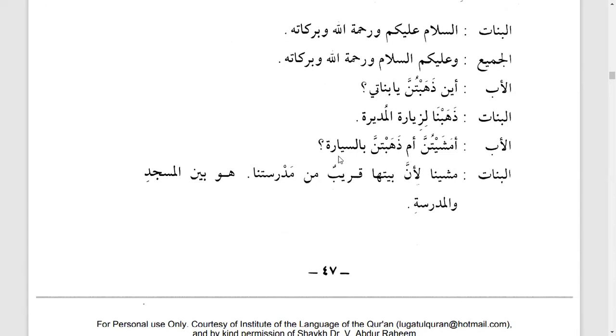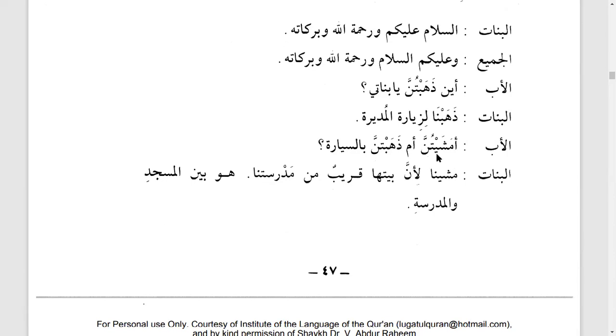Amashaytunna am dhahabtunna bis siyarati. So did you walk or did you go by the car? Ba is used for the car, means of transportation. With the rajati bis siyarati bil hafilati. So when we talk about the means of transportation, we use ba.